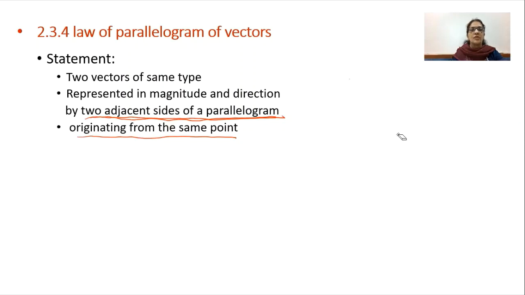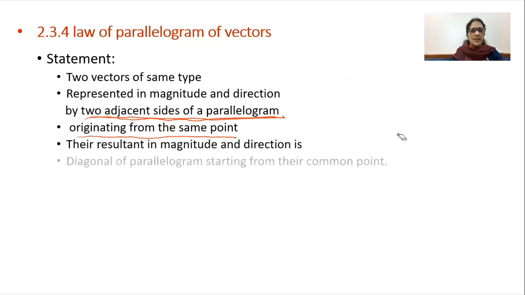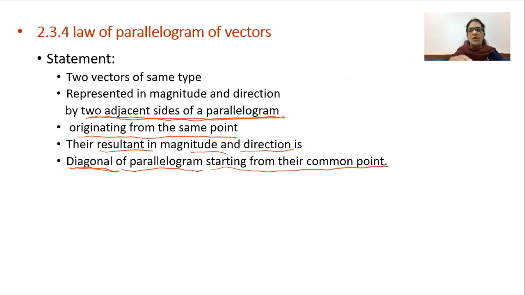Two sides of parallelogram which are originating from same point, they are the vectors which we want to add. Then what is the resultant? Their resultant in magnitude and direction is diagonal of the parallelogram starting from their common point. The resultant in magnitude and direction is the diagonal of parallelogram. But which diagonal? Because parallelogram has two diagonals. So the diagonal which is starting from their common point is the resultant of those two vectors.